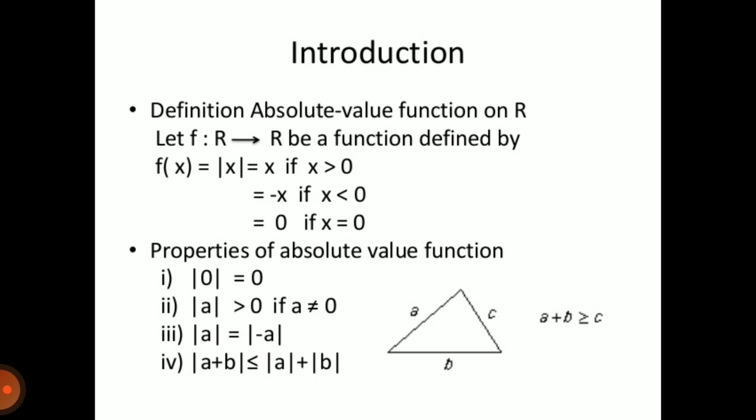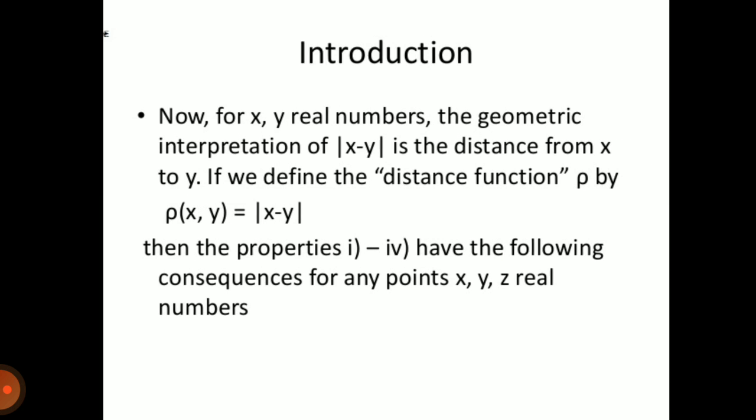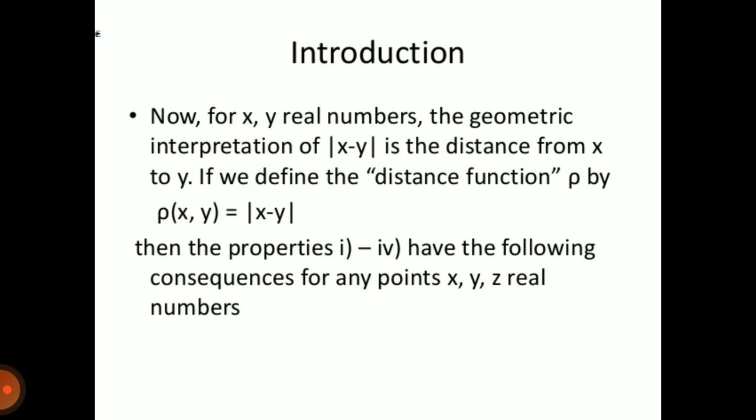By a triangle we can also see that if we take the sum a plus b, this is greater than or equal to c. Okay, so these are called the properties of the absolute value function. Now we take x and y real numbers. The geometric interpretation of mod of x minus y is the distance function from x to y. So from x to y we check the distance, and for that we take mod of x minus y.